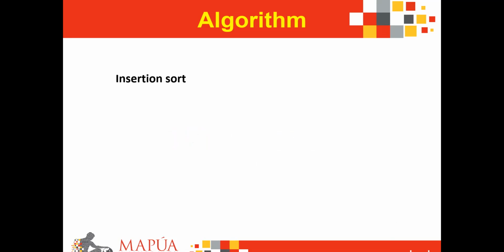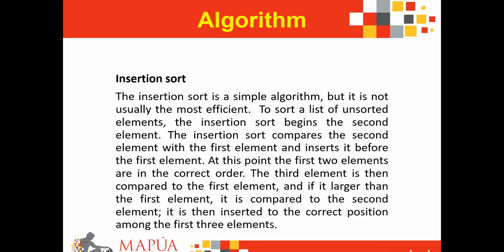Another sorting algorithm is known as your insertion sort. An insertion sort algorithm is a process whereby your algorithm begins with the second element. The insertion sort compares the second element with the first element, and if the second element is less than the first element, the insertion sort algorithm places this in front of your first element and then goes on to check the third element.